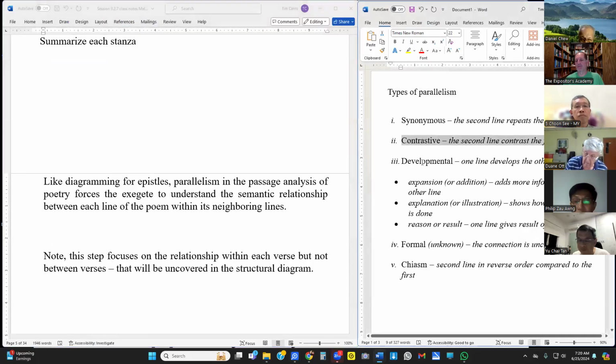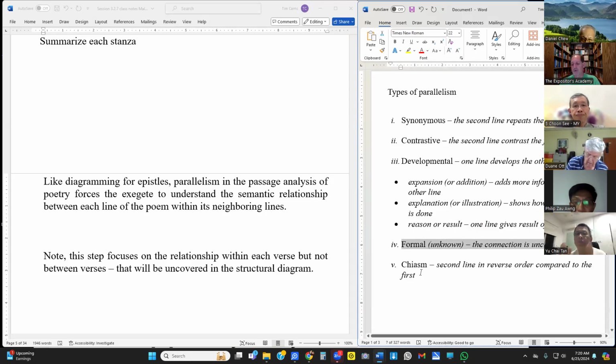Then the third type of parallelism, and this one's a little more challenging, is called developmental. That is where one line is developing the other line, either adding more information to it, explaining or illustrating it, or sometimes the next line gives the reason or result of the first. So developmental is also common in parallelism. Then there are times where parallelism is not obvious, so it's just unknown. We're not sure what it is.